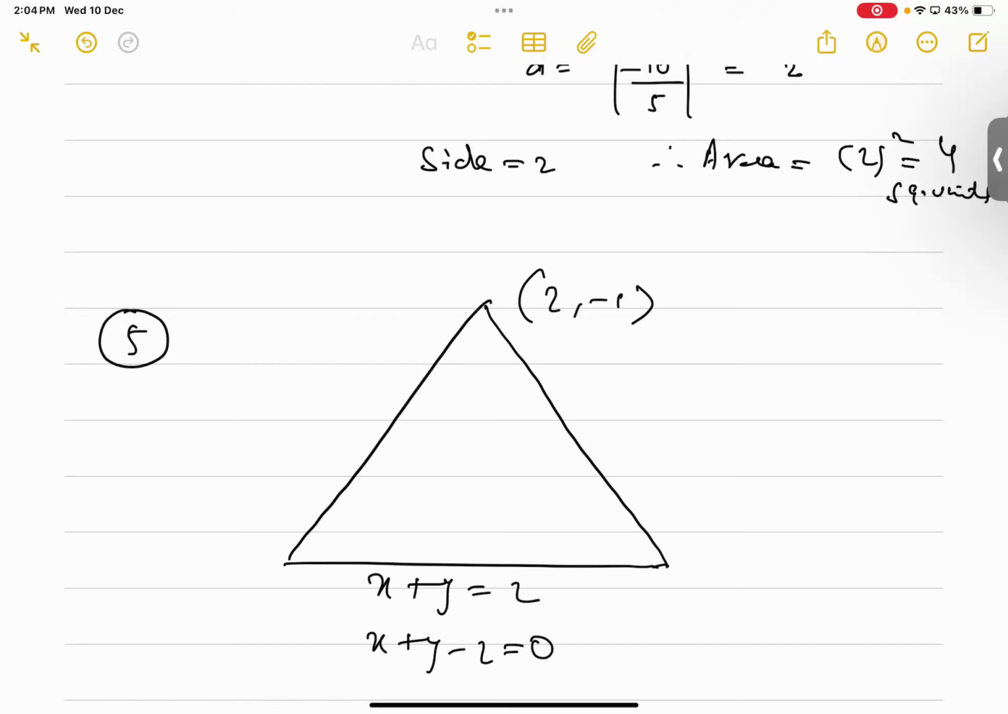Now many students wonder why this point is not this vertex and this vertex. Let me answer that. It doesn't fulfill the equation. It won't fit.